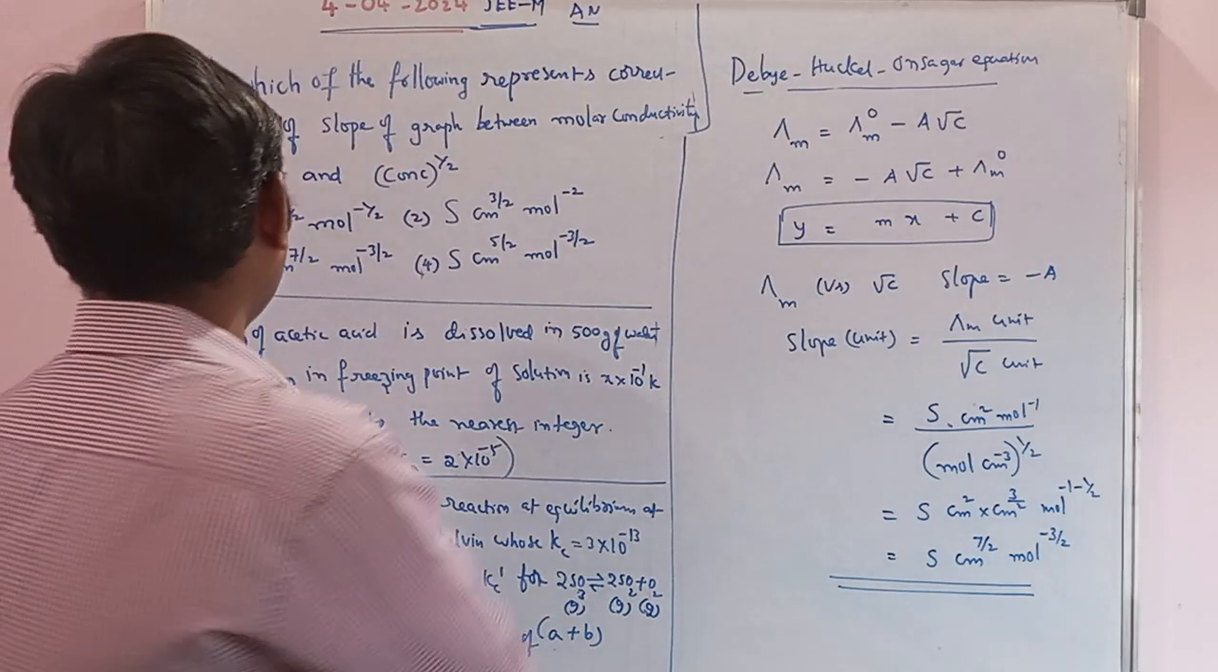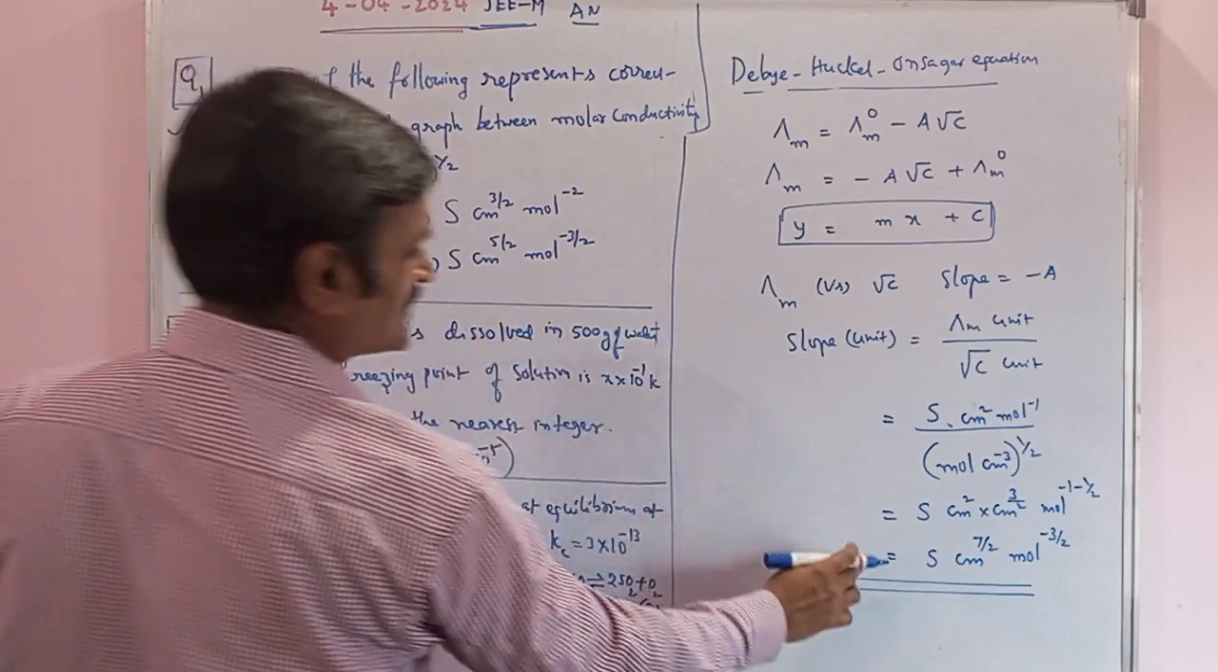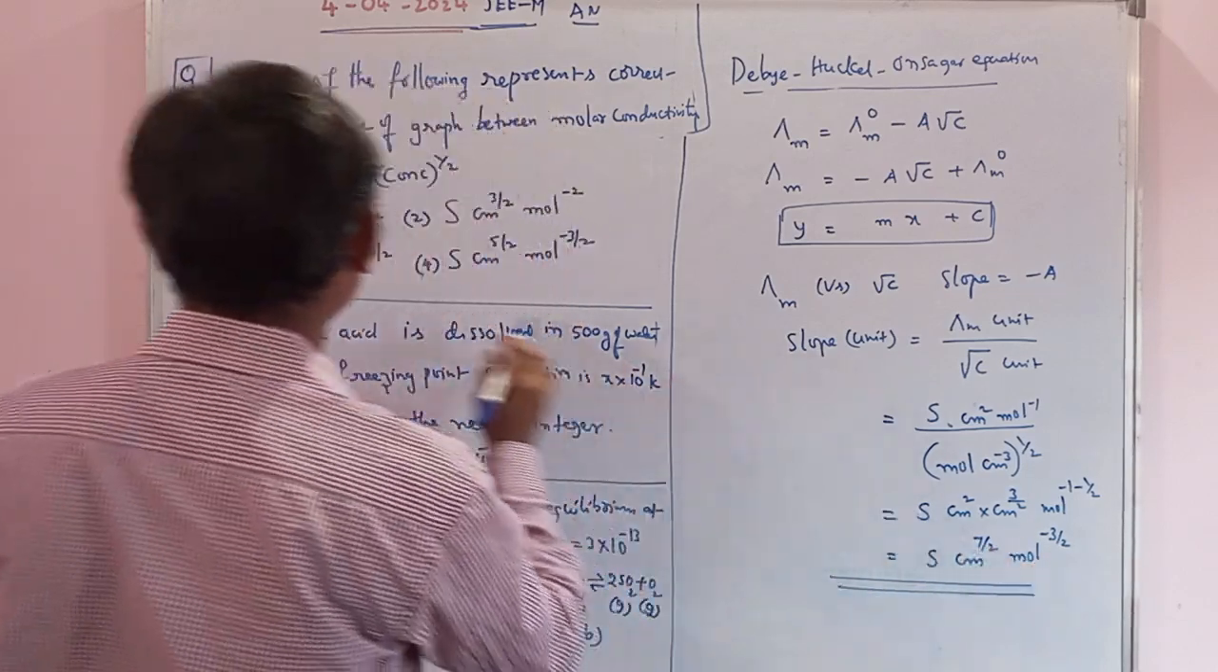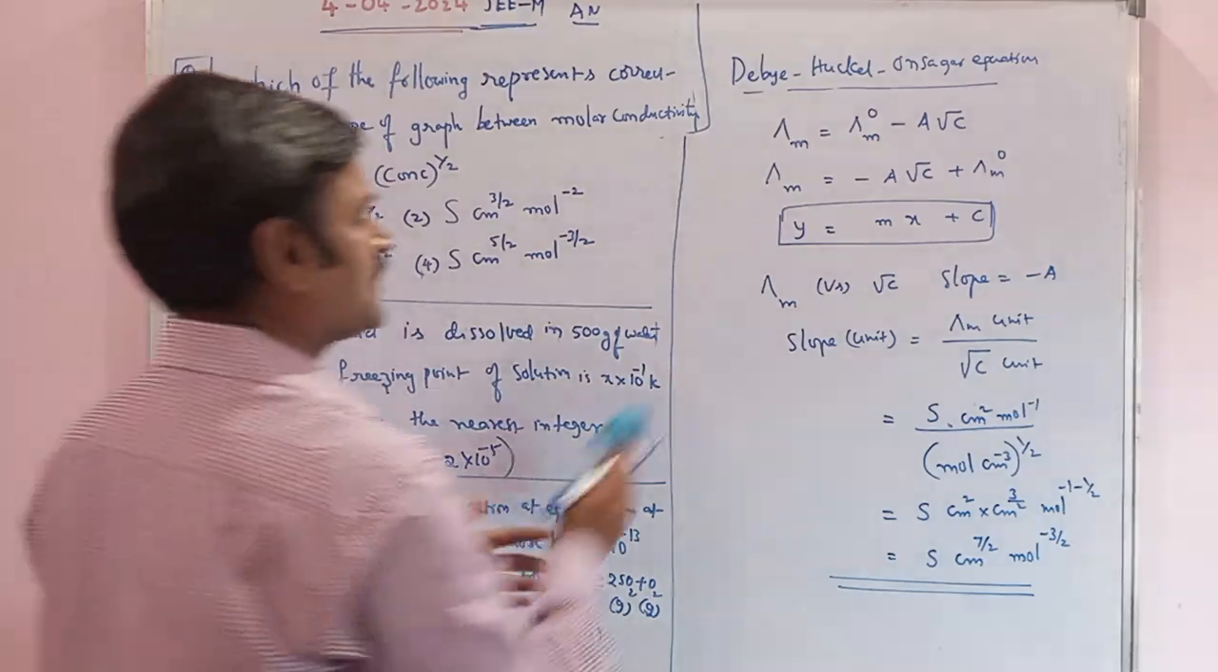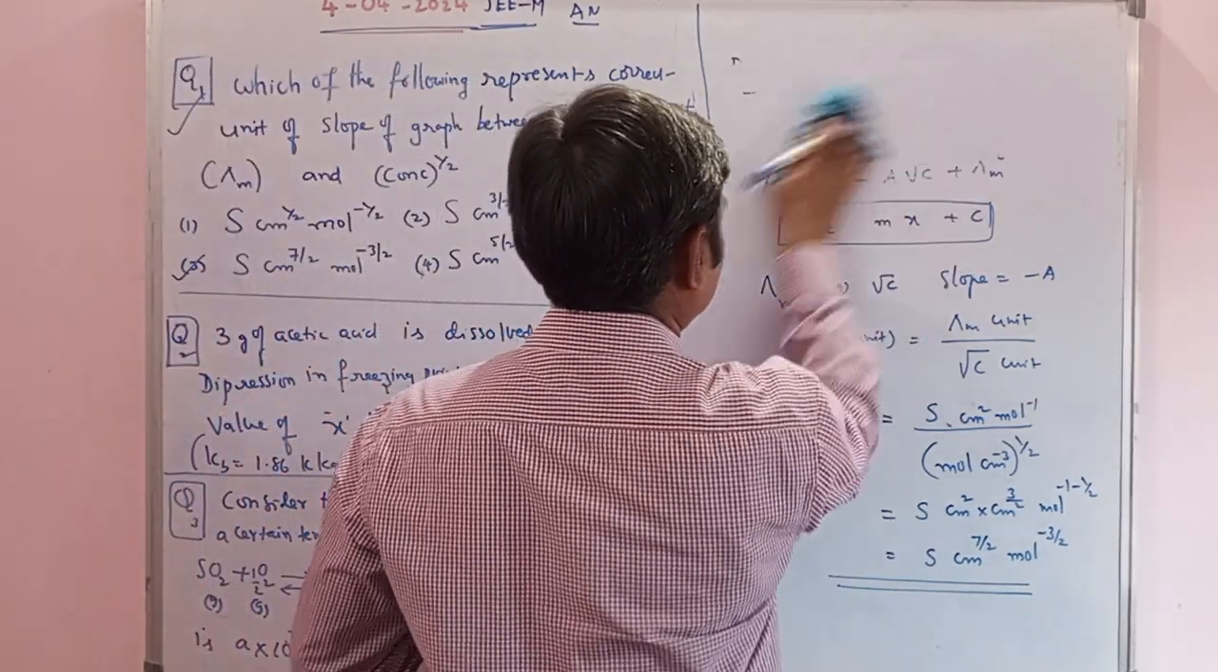Let us move on to the next question. So, Siemens centimeter power 7 by 2, mole power minus 3 by 2, that is the option for this first question. Now, see the second question.